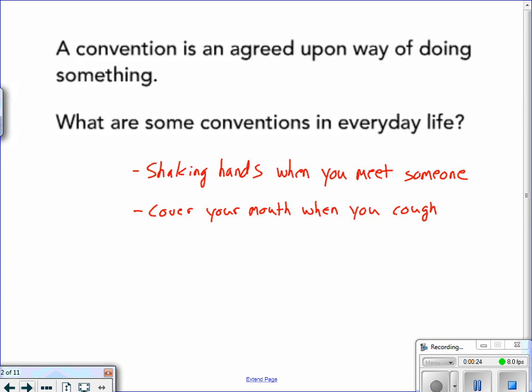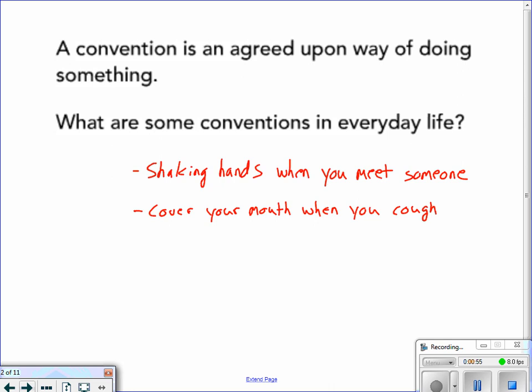So, some examples of conventions in everyday life. Again, these things aren't laws or anything like that, but we shake hands when we meet someone. It's just an agreed upon way that people greet each other when they first meet. Another one might be that when you cough, you cover your mouth. You're not breaking the law if you don't cover your mouth when you cough, but it's just an agreed upon thing that people do. So those are examples of conventions.